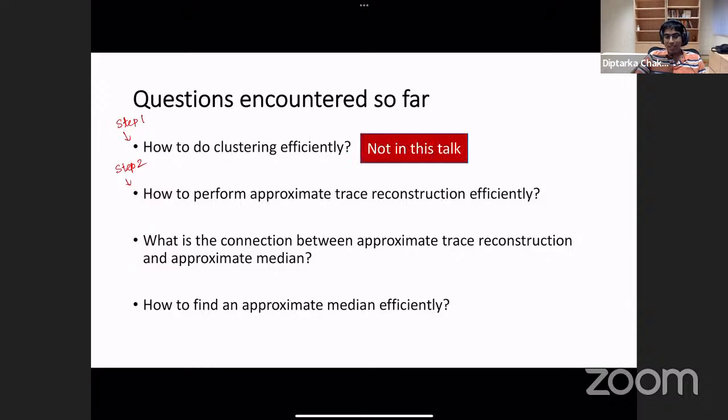I also mentioned that the first question we will not talk about today or tomorrow. So essentially what we will be seeing from now on is trying to answer these three questions.